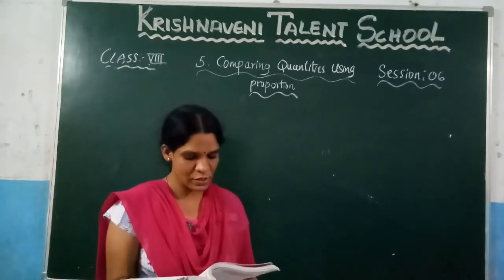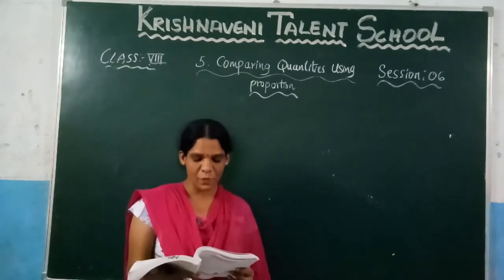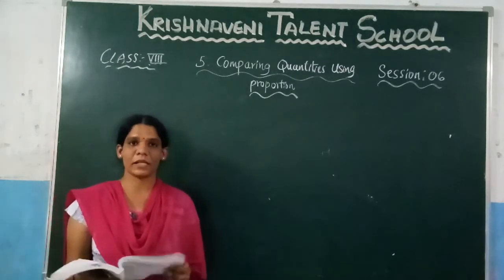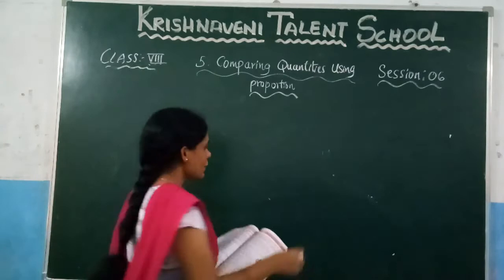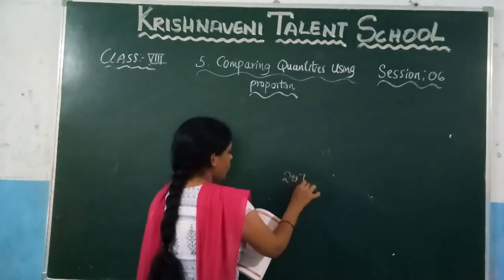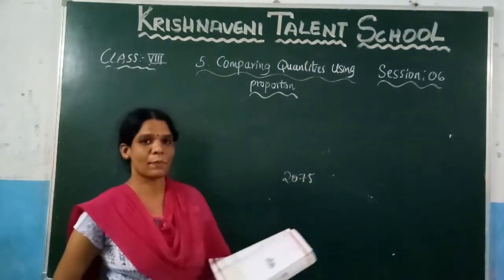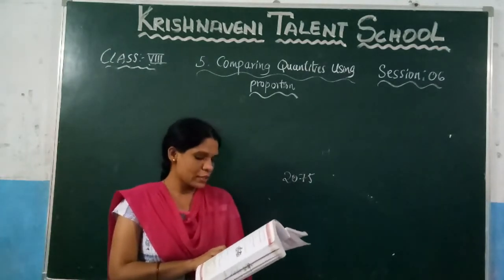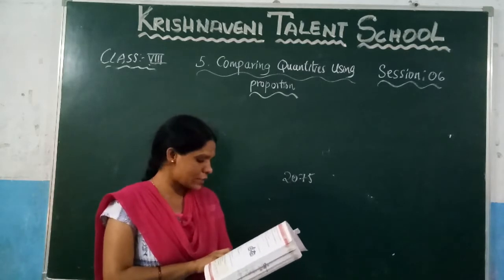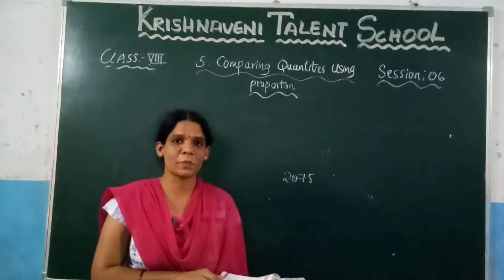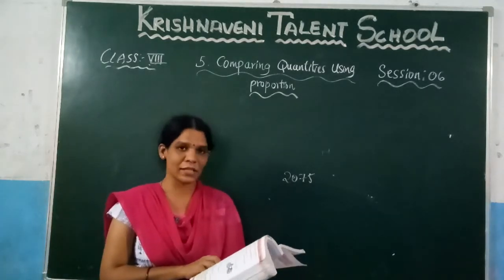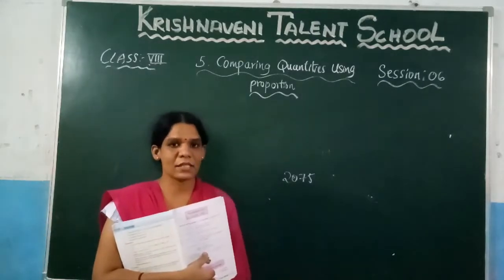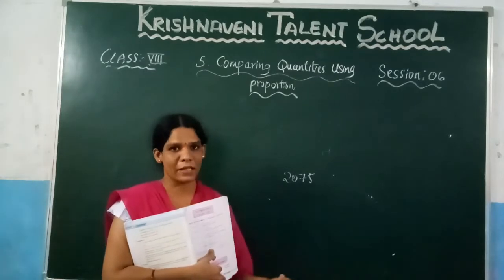There are 2075 members enrolled in a club during the last year. That means 2075 members enrolled in the club last year. This is the number of members in the last year. And this year enrollment is decreased by 4%. How much percentage decreased? It is 4%. You know that if a percentage is decreased, you need to treat it as 100 minus, right?